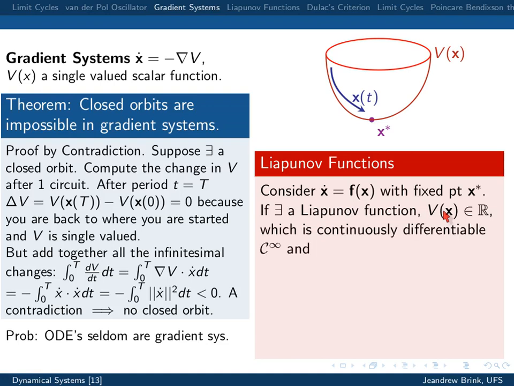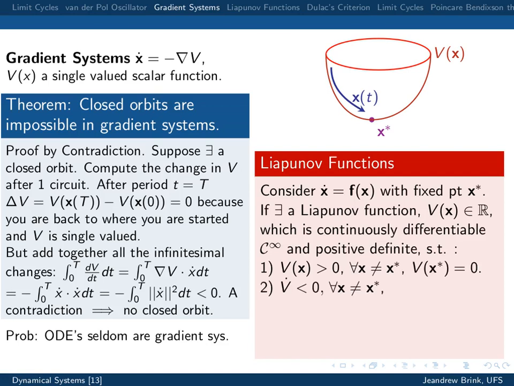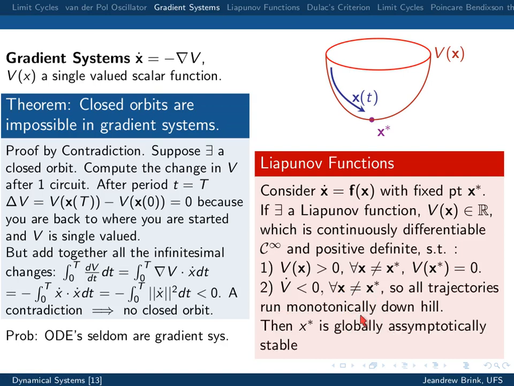If there exists a Lyapunov function which is continuously differentiable, C infinity, in other words, a smooth function, and it's positive definite, so it's positive everywhere, such that V of x is greater than 0 everywhere around the fixed point, and V at the fixed point is 0, and you can prove that as you move along a trajectory, V dot is less than 0 for all x not equal to x star, so that all the trajectories run downhill, then x star is globally asymptotically stable.